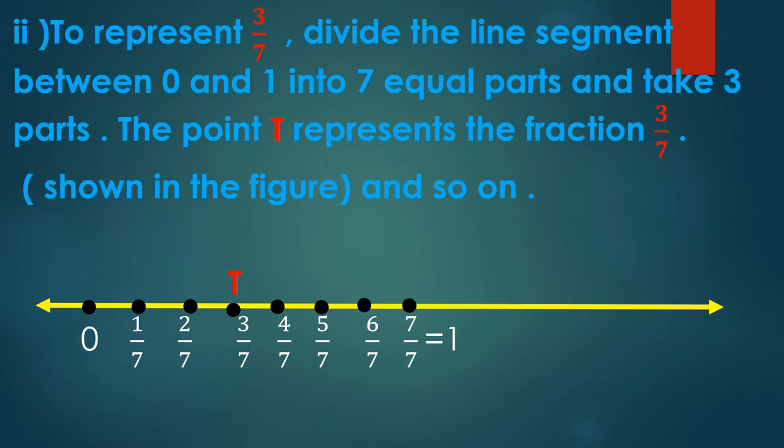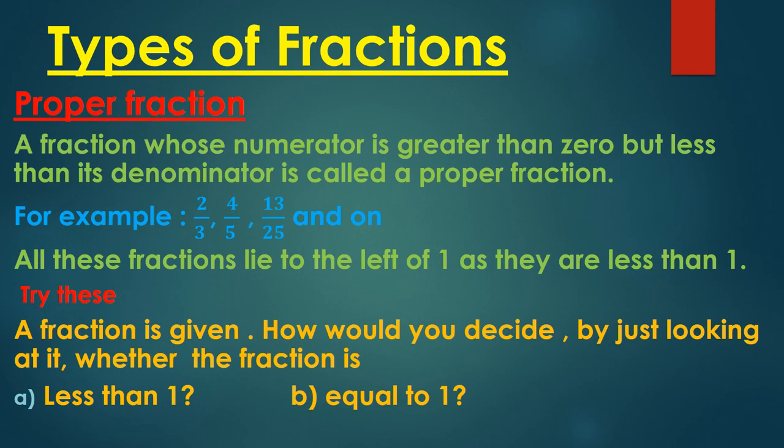Now from out of total 7 parts we want 3 parts. We will take out 3 parts. So the point T represents the fraction 3 upon 7. See here you have written 3 upon 7 where point T is written. Okay, so in this way we represent fractions on number line. Now next is types of fraction.